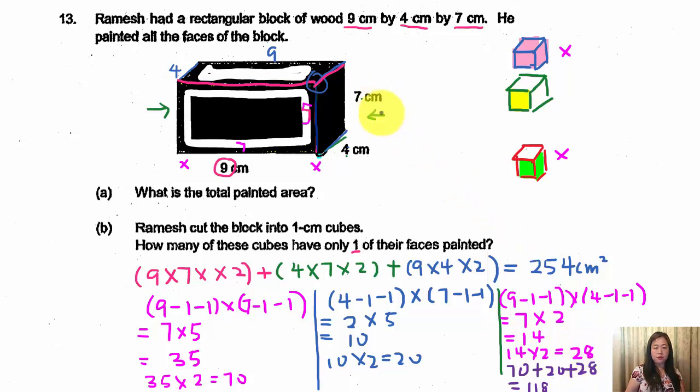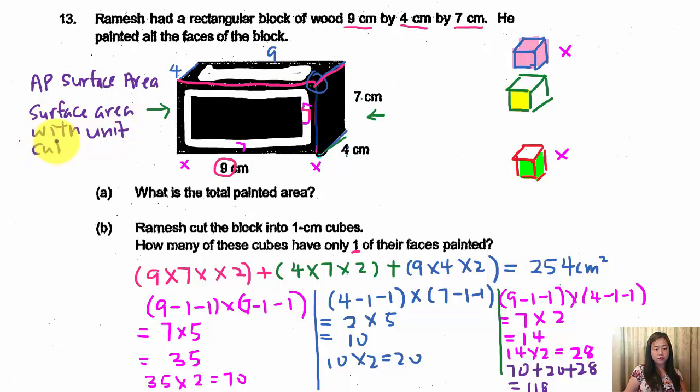Let's recap the concepts that we learned from this question. The first one will be area and perimeter, surface area, and the other concept that we learned is surface area with unit cubes.